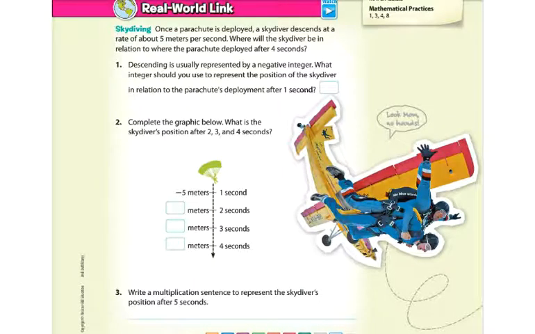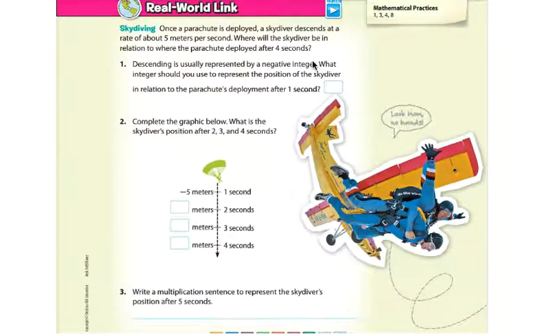The real world link. So this one's talking about skydiving. It says once a parachute is deployed, a skydiver descends at a rate of about 5 meters per second. Where will the skydiver be in relation to where the parachute is deployed after 4 seconds? So, descending is usually represented by a negative integer. What integer should you use to represent the position of the skydiver in relation to the parachute's deployment after 1 second?